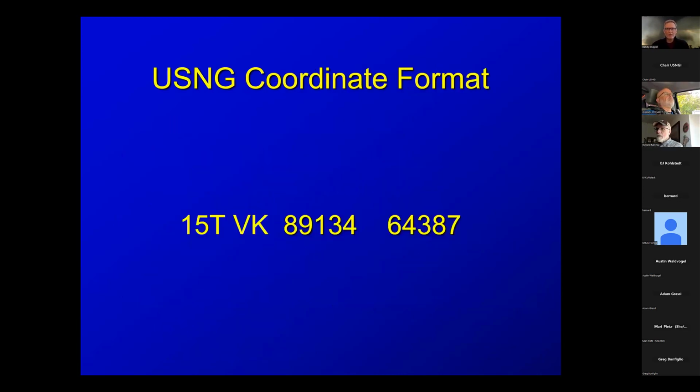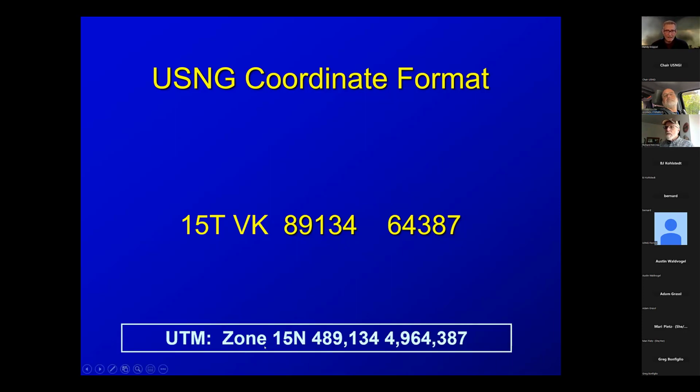Well, let's take a deeper dive into what the US National Grid coordinate format looks like. So a full National Grid designation is shown there, 15T, Victor Kilo 89134 64387. Now, that's 15 characters. It may seem rather complex, but we can break it down very quickly. And in fact, we can show directly how it relates to UTM coordinates. And so you can see the 15 is the same. So if we have 15T, UTM zone 15 north. And then you can see the coordinates. And you can see that the last 5 digits in X and Y are the same 5 digits that you see in the US National Grid.